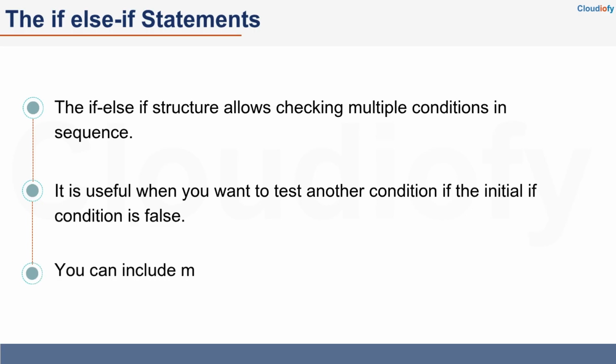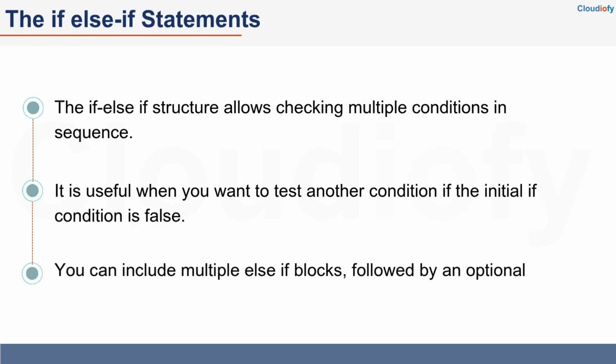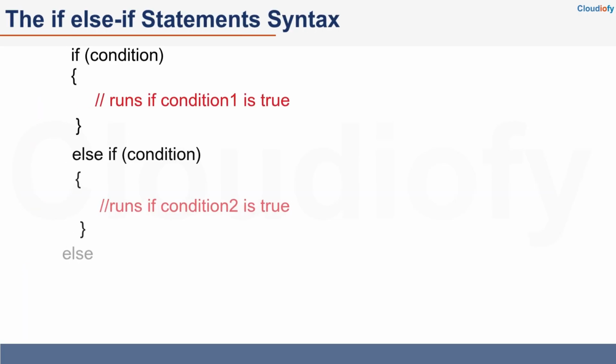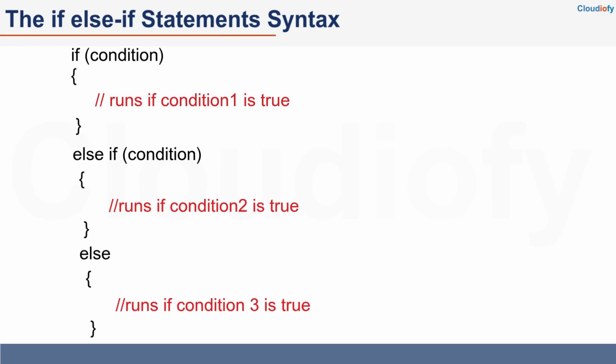You can include multiple else-if blocks, followed by an optional else block for all remaining cases. This gives a clear structure for handling many possibilities, including a final fallback. Here's the syntax. We begin with the if condition. Then we can add one or more else-if conditions. Finally, we end with an optional else block.